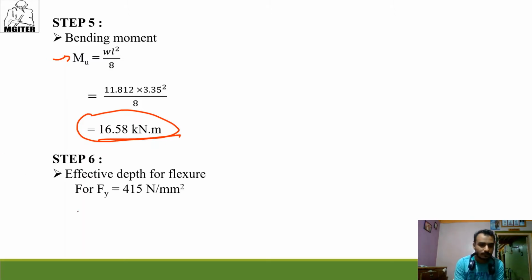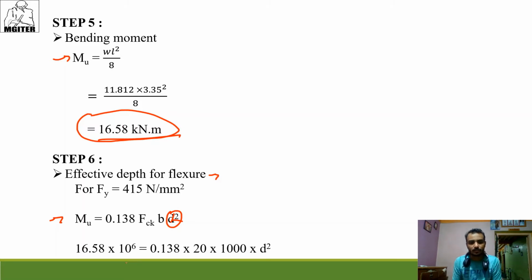Then this is the effective depth check for flexure, the depth which we assumed. So fy is 415, Mu equals 0.138 fck b d square. Mu we found, 0.138, fck we know is 20, width is 1, and we have to find out the depth.